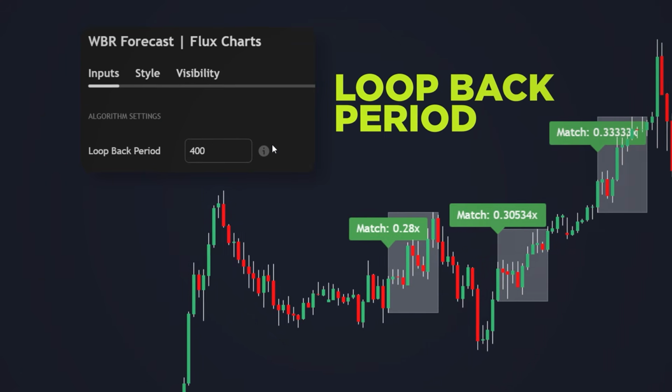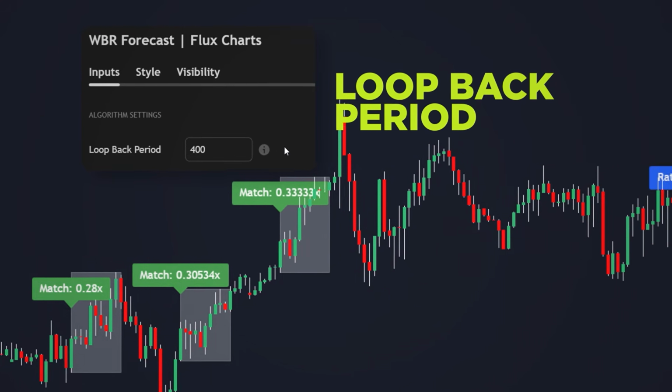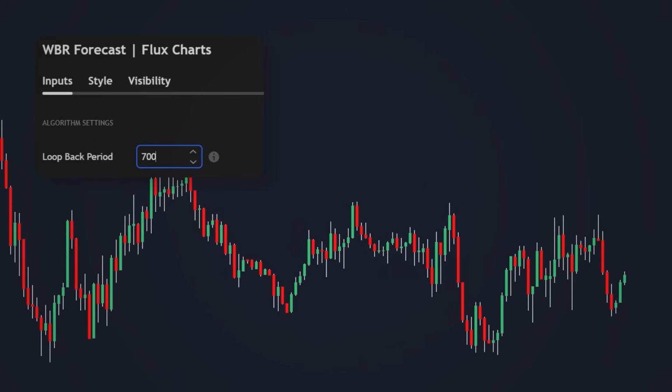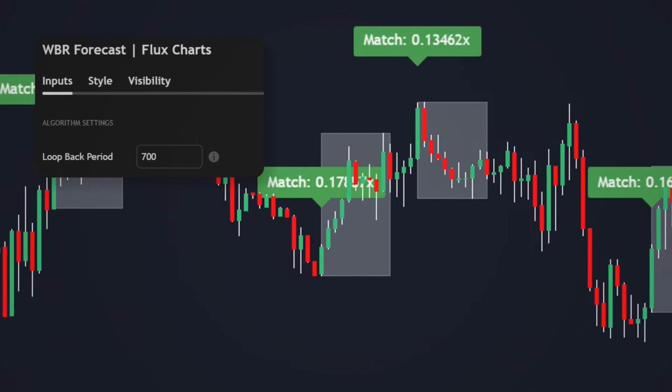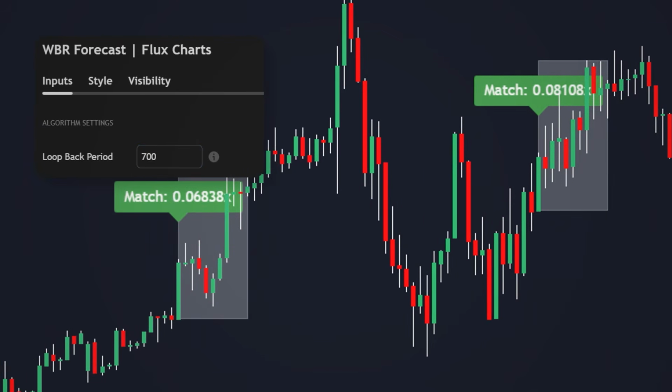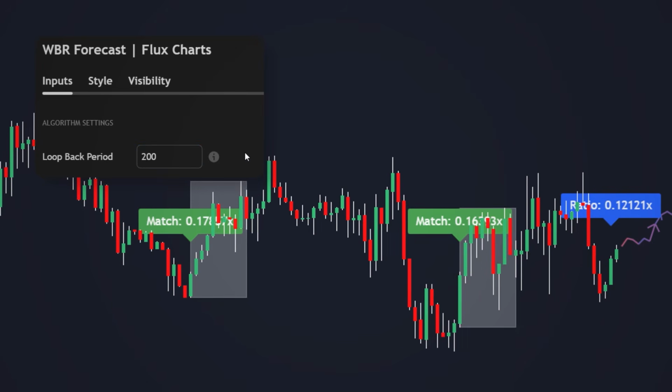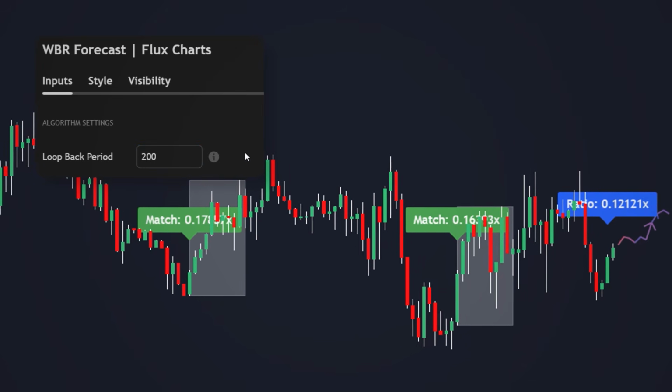The loopback period is how far back the indicator looks to find matches. If you set it to something high, like 700, it will search through a massive amount of candles and have more samples to work with. If you set it lower, like 200, it will narrow the scope and become more sensitive. But here's the smart part.